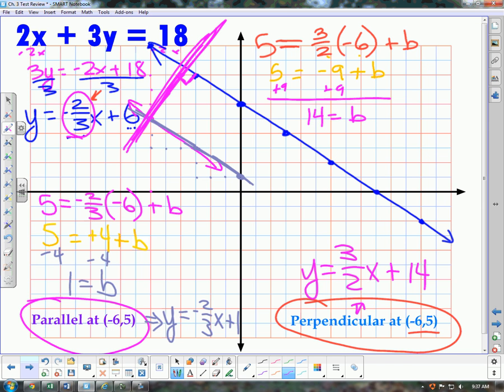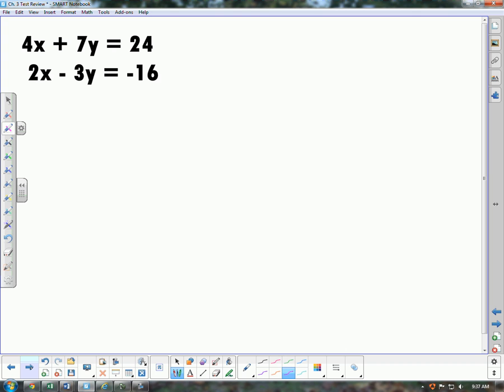Now on the second test, you'll have some of the same similar things, and then you'll also have to do some things where you have to find the solution, and you can use your graphing calculator. So when you're going to use your graphing calculator, the first thing you need to do, take each equation and solve for y.